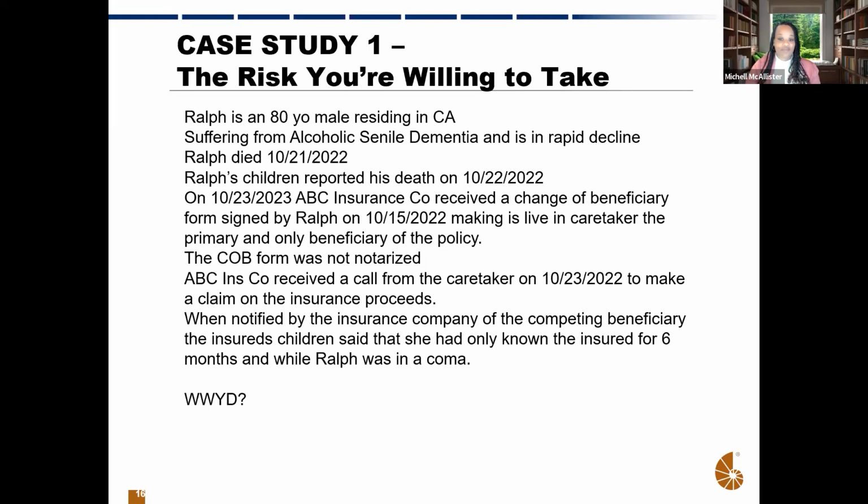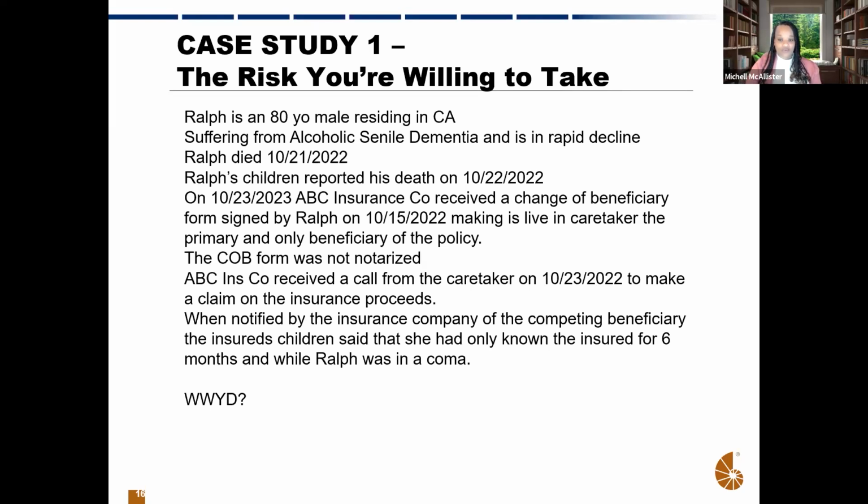So when the claims department received the change of beneficiary form, it was not notarized. It didn't have to be. Most of them don't. I wish they were. It would help us out a little bit in claims. But the change of beneficiary form was not notarized. ABC Insurance Company received a call from the caretaker on the same day that they received the beneficiary change form to initiate a claim for the policy proceeds.